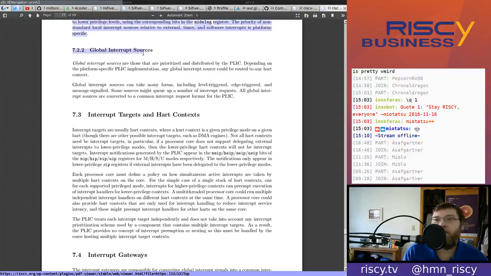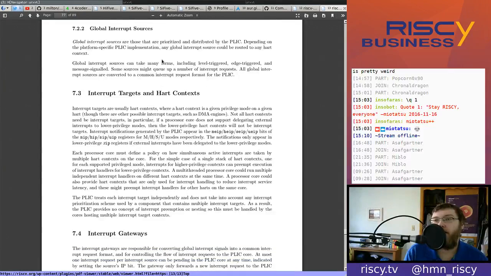So global interrupt sources. Global interrupt sources are those that are prioritized and distributed by the PLIC. Depending on the platform-specific PLIC implementation, any global interrupt source could be routed to any hart context. Global interrupt sources can take many forms, including level-triggered, edge-triggered, and message-signaled. Some sources might queue up a number of interrupt requests. All global interrupt sources are converted to a common interrupt request format in the PLIC.